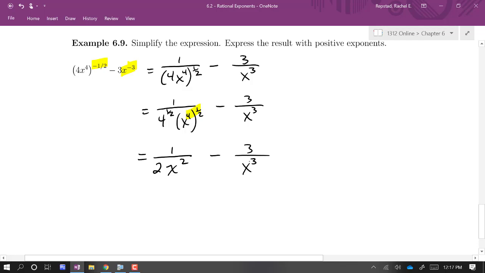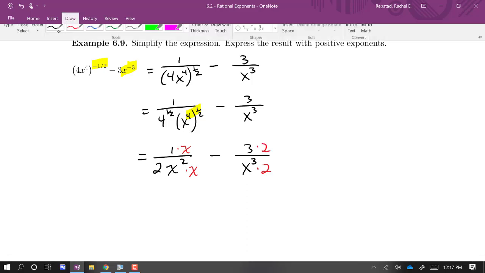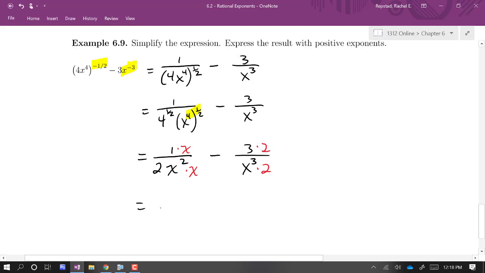So now I've got a subtraction of fractions. To finish simplifying, we're going to do the subtraction. The common denominator will be 2x cubed. So this first fraction needs to pick up a factor of x. The second fraction needs to pick up a 2. And our common denominator, 2x cubed. Up top, we've got x minus 6.